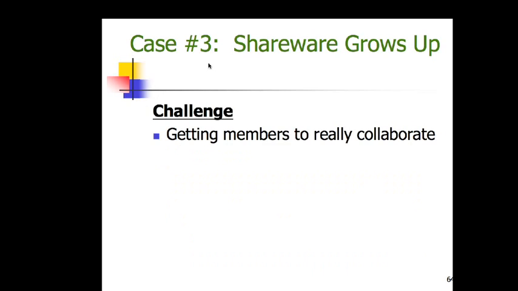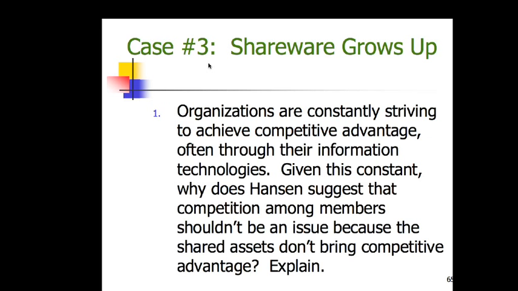Challenge, getting members to really collaborate. Are you really going to give Google all of your personal information? That's why I just said a few minutes ago, I don't use Google Voice for confidential conversations, because they record everything. Actually, I have a bad example. I learned that lesson the hard way.